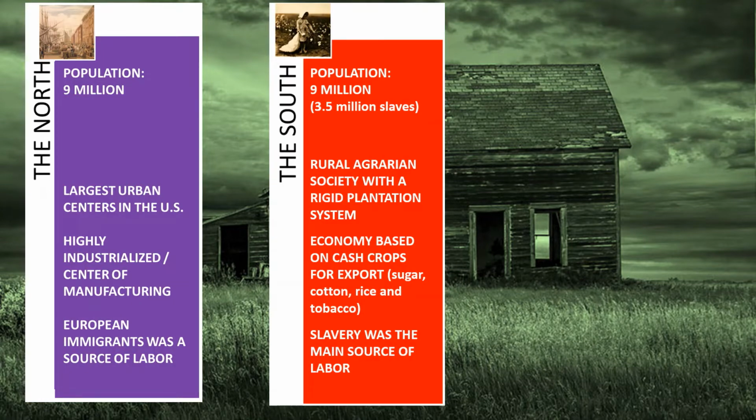The South. The South had a population of 9 million people, which included 3.5 million slaves. It was a rural society with a rigid plantation system. There wasn't much industry in the South, and its economy was based on the export of cash crops, such as sugar, cotton, rice, and tobacco. Slavery, of course, was the main source of labor in this region.